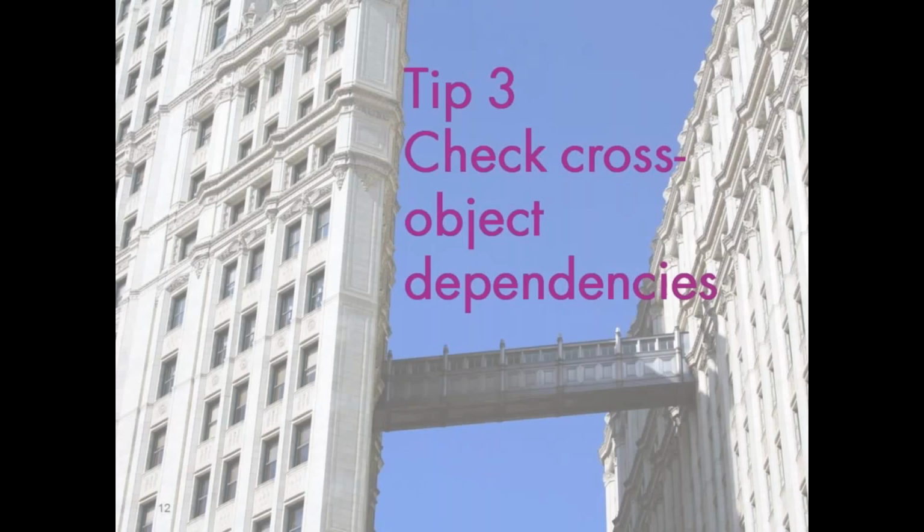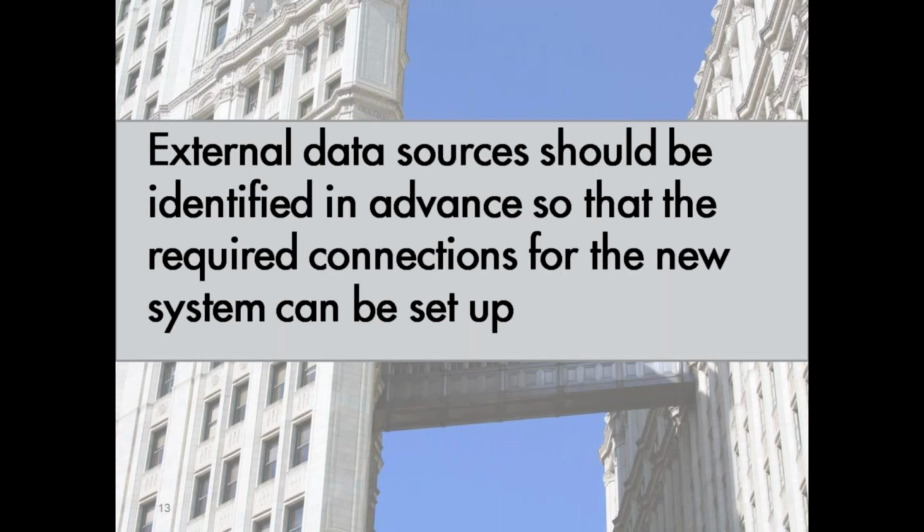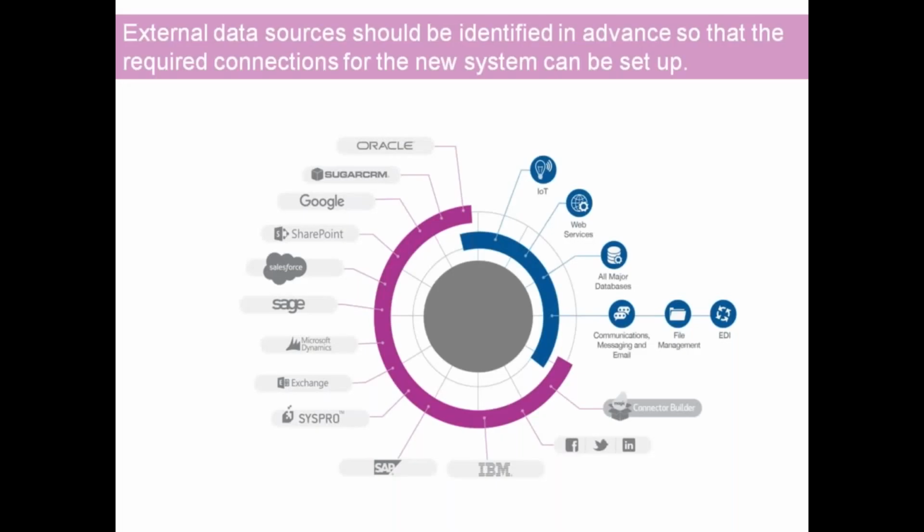Tip 3, check for all cross-object dependencies. But these are often not discovered until really late in the whole migration process. A complex project might have dozens of different data fields coming in from various applications. Discovering new sources of data or connectivity issues late in this process can really throw off your entire migration timeline. So it's much better to identify all of your external sources of data right up front and make sure that the necessary connections are in place for the new system.